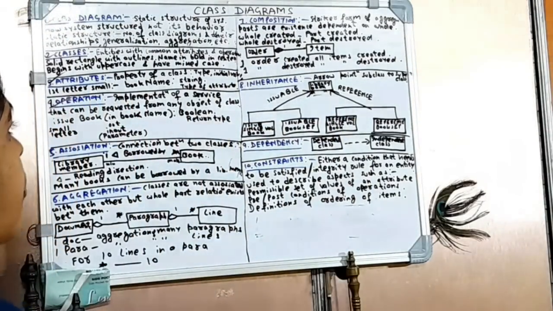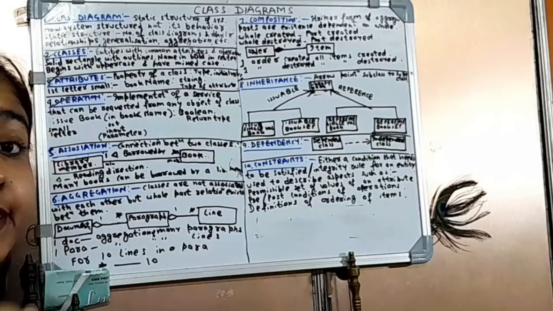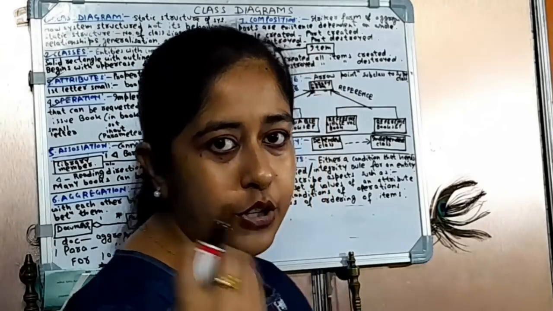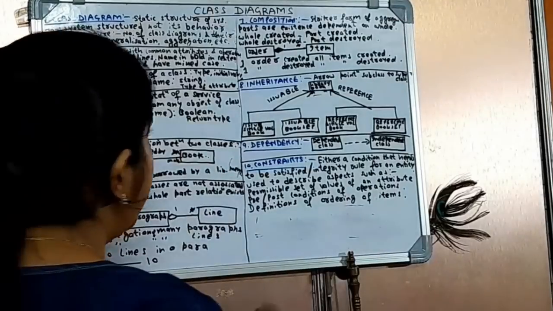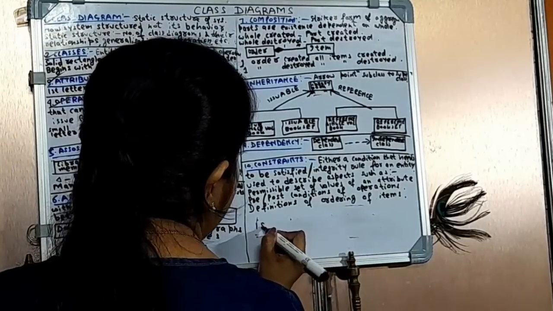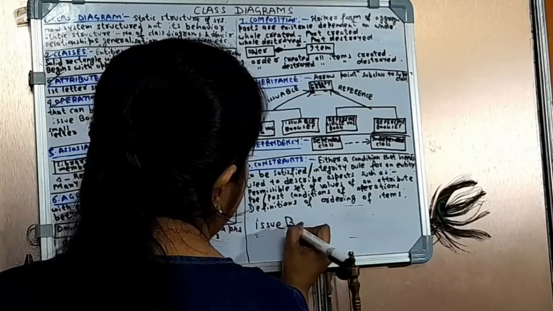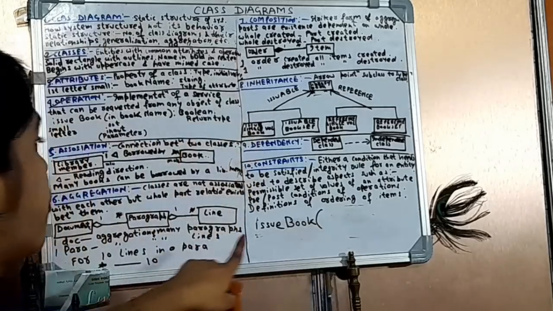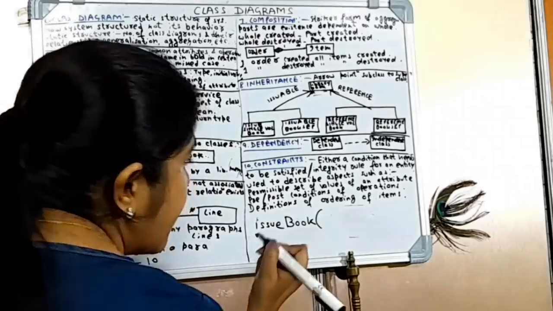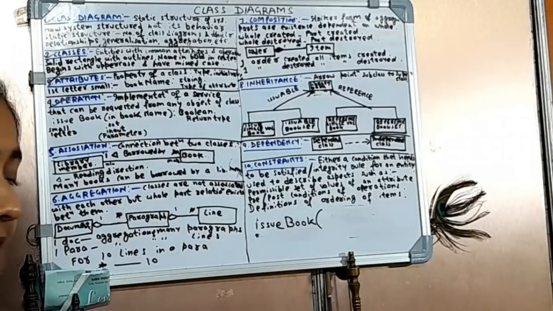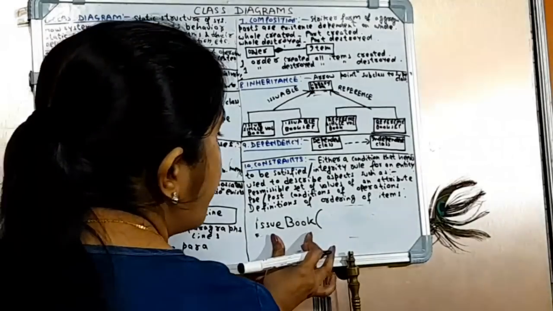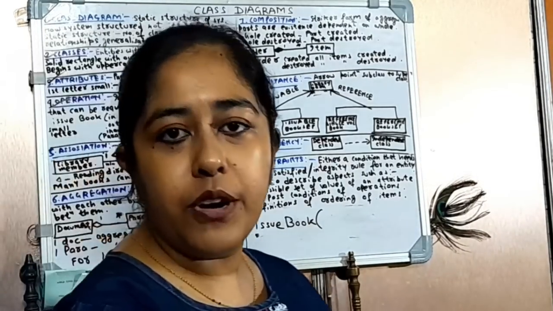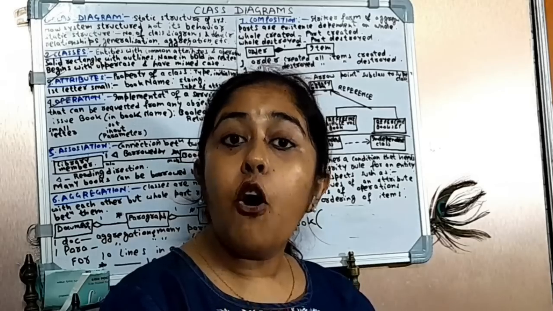Now here we are talking about the operation, how it will be denoted or how it will be written when you are writing about a class diagram. So how will we write there? That is issueBook. Here we are starting again with a lowercase letter, and issueBook is the whole name of my operation, that is, I am going to issue the book. So this is the operation there.